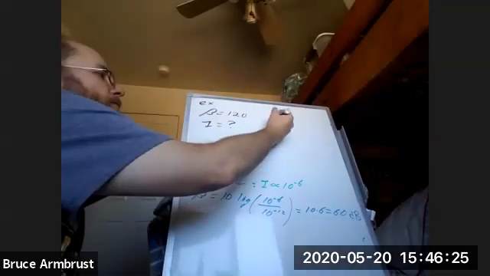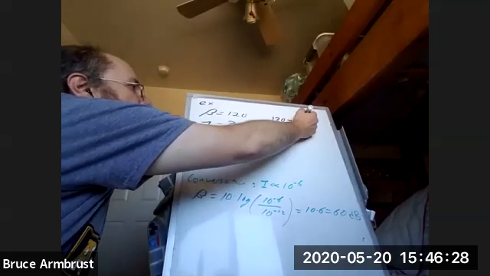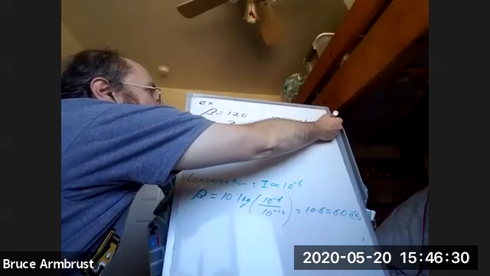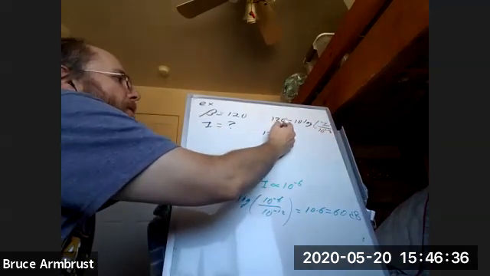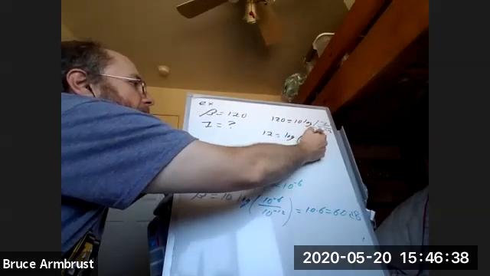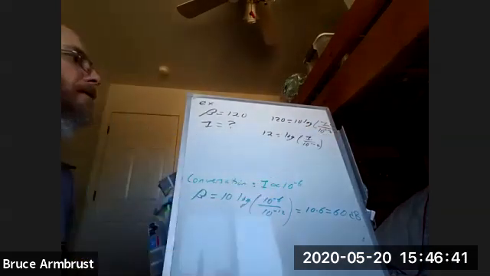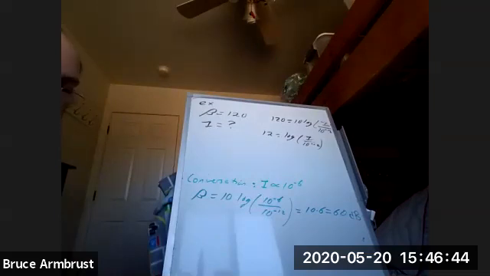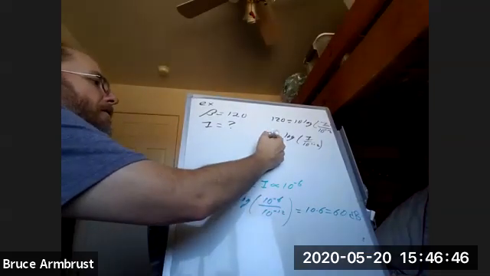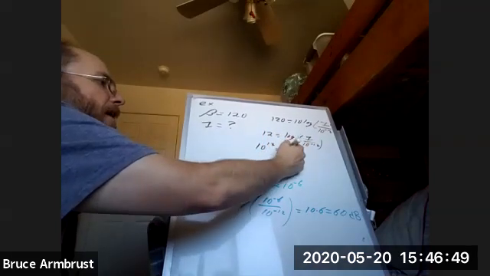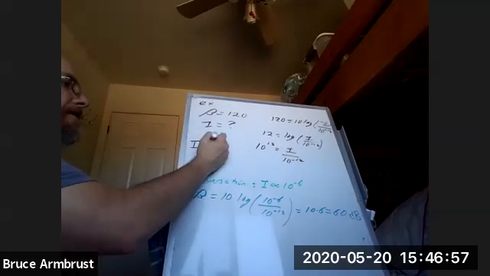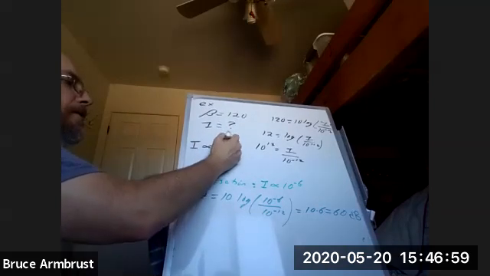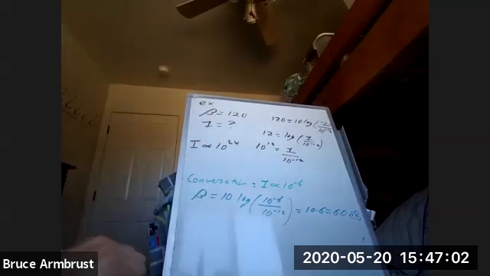Okay, so if the decibel level is 120, we're going to get 120 is equal to 10 log of I over 10 to the minus 12. So we get 12 is equal to log of I over 10 to the minus 12. We want to solve that for I. We have to convert this to exponential. So we get 10 to the 12 equals I over 10 to the minus 12. And that tells us that I is on the order of 10 to the 24.